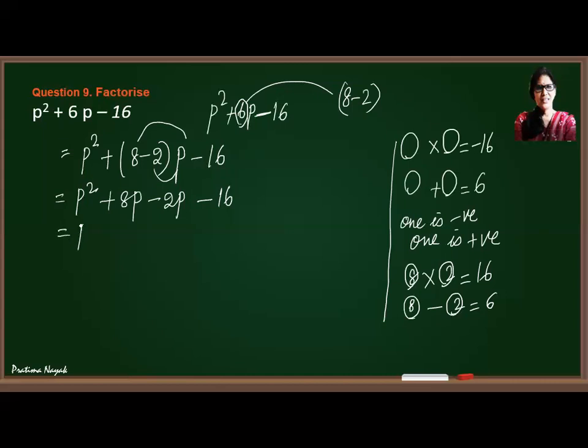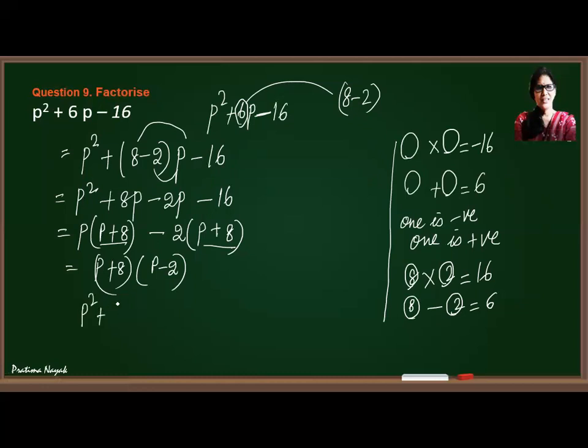So I'll write, take p common, p plus 8, and here I'll take minus 2 common. When I take negative common, p will be positive and 16 will also be positive. Dividing by 2, it will become 8. In the next step, I'll take p plus 8 common. What will be left? Left will be p minus 2. So you are getting one positive and one negative when c is negative. If you observe this carefully, you can think of the answer directly. P plus 8 into p minus 2.